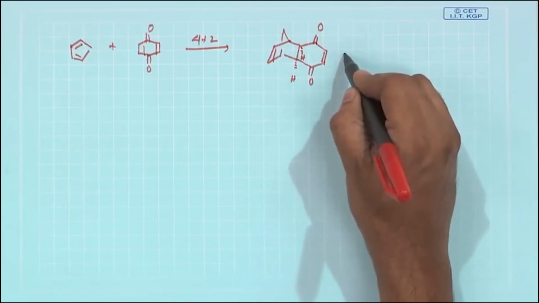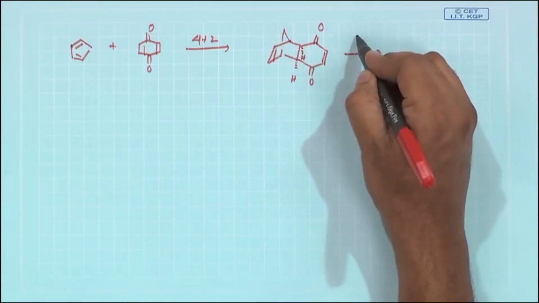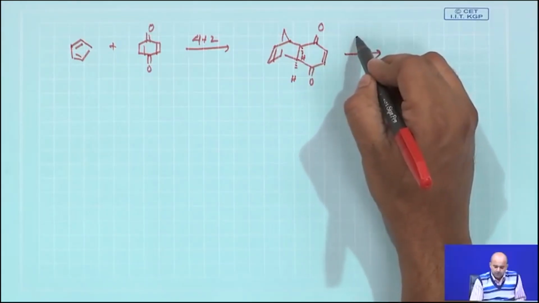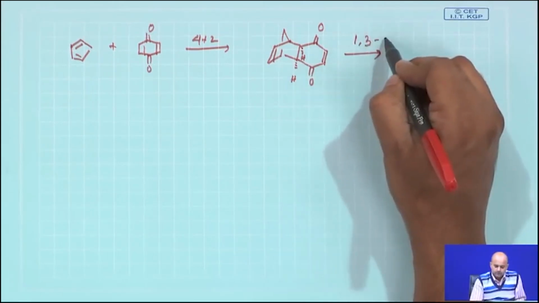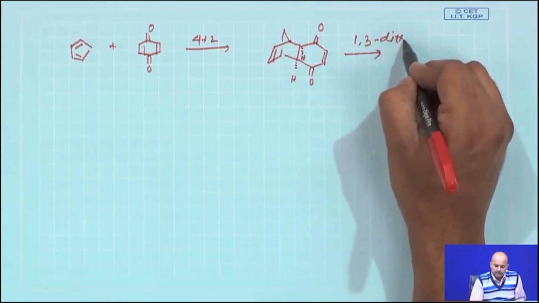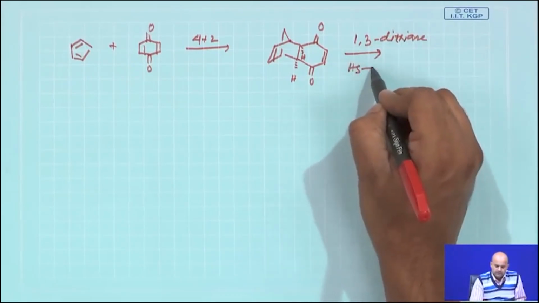Now, as you said, these 2 carbonyls are not required. So, we need to get rid of these 2 carbonyls. If you try to remember, you can do a variety of reactions, but the reaction we will do is to protect this carbonyl with 1,3-dithiane, meaning SH.